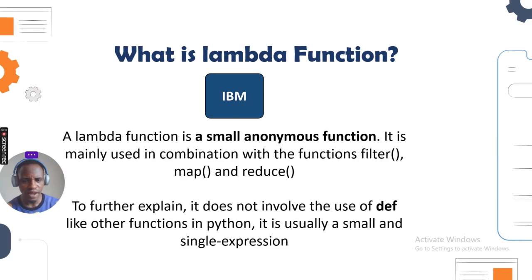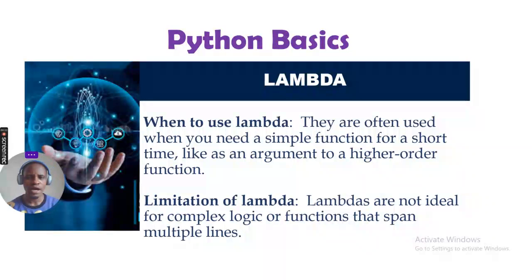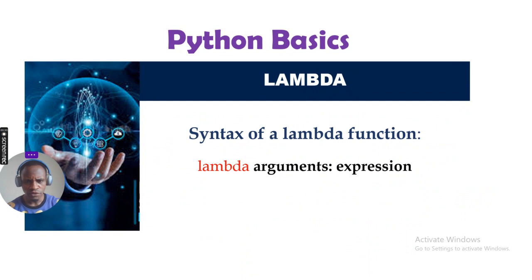A Lambda function is defined by IBM as an anonymous function, such that it does not use the def keyword. That's the difference, where you just write a single line of code. And when do you use this? It's used when you want to write a simple function. The limitation is that you can't use it for multi-line or complex logic. So the syntax for a Lambda function is simply arguments and expression.